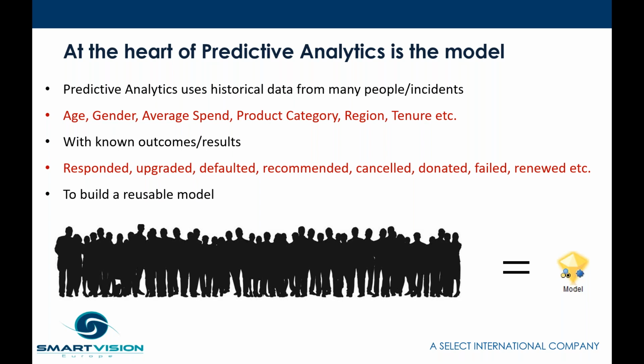And there's usually some sort of key outcome that exhibits variation that they want to influence. So it could be that they responded to an offer, they upgraded their contract, they defaulted on a payment, they recommended to a friend, they cancelled an appointment, they donated to a charity, or perhaps it's a system that has failed or a contract that has been renewed. And the goal here is to build a reusable model. A reusable model is effectively a pattern that has been found in that data. That is what a model effectively is.